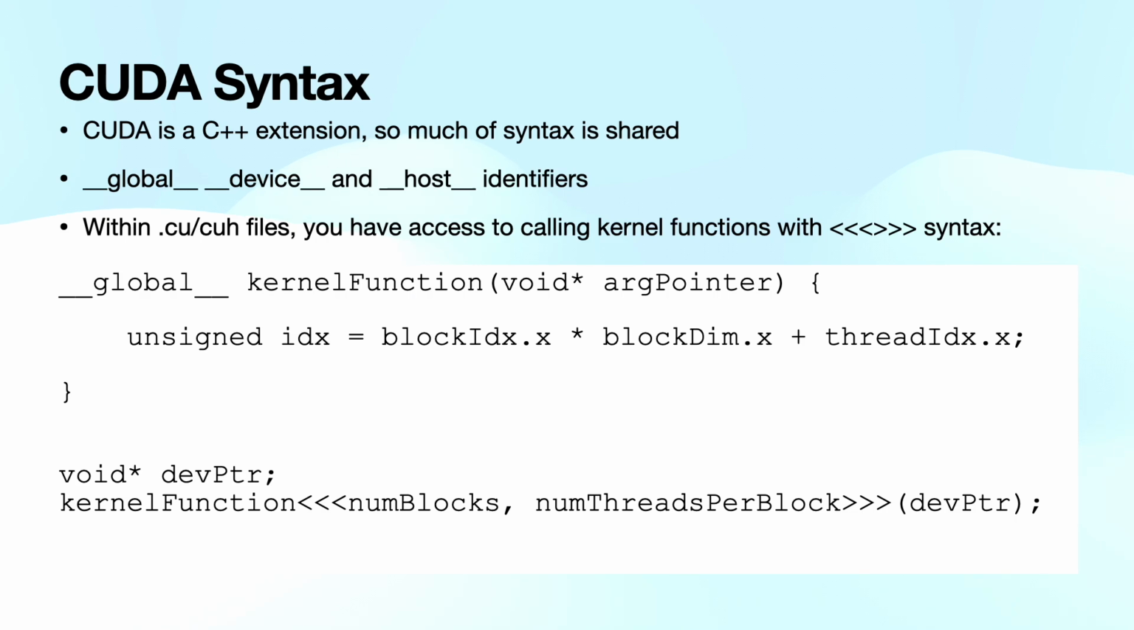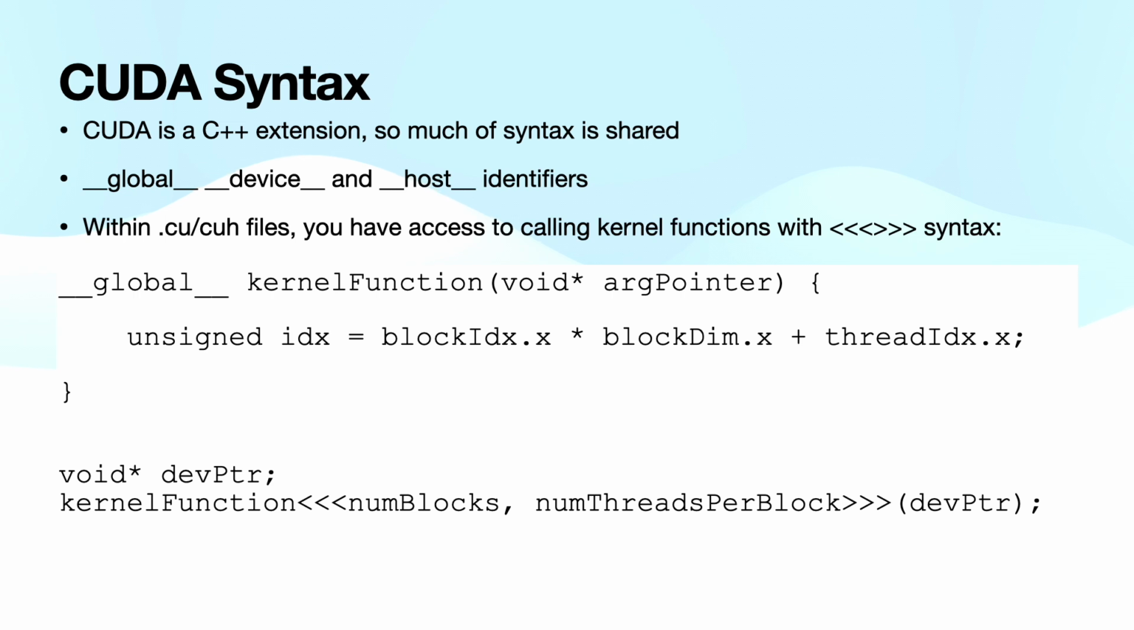Okay, so now let's look at some CUDA syntax and some useful functions before we start writing our first program. CUDA is a C++ extension, so much of the syntax is shared. You have access to three new identifiers within the .cu and .cuh files, which are global, device, and host. These go before functions, and they tell the CUDA compiler whether to compile the function to run on the GPU. In the case of a kernel call, we use global, and device is used to mark functions that can be called from within kernel functions. So they're kind of like GPU functions. Host is the default, so it's not necessary, but it identifies functions that are just normally compiled for the CPU.